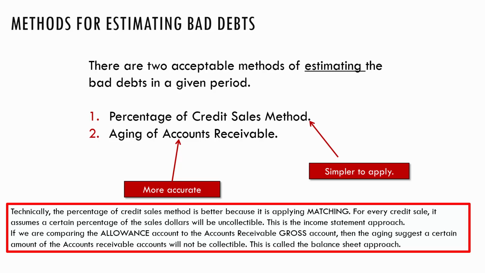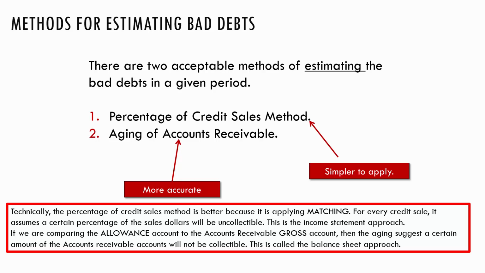This percentage of credit sales method is matching. It's matching because we're looking at revenue and we're estimating the expense associated with the revenue. So it's the matching principle. So technically, that's a very good way to do it if you think it focuses on the income statement.